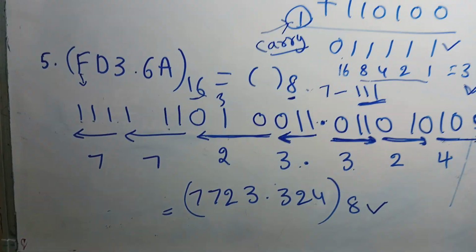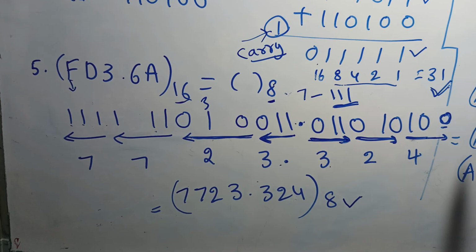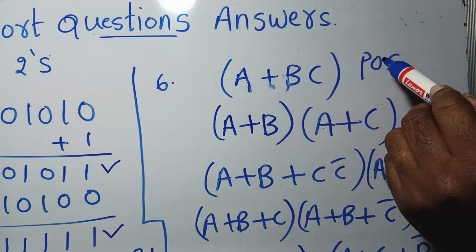This is hexadecimal to octal. First we convert to binary, then to octal. Then the 6th question: A plus BC is the question given, and convert it into product of sums.